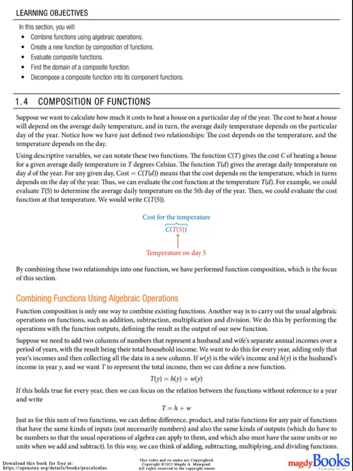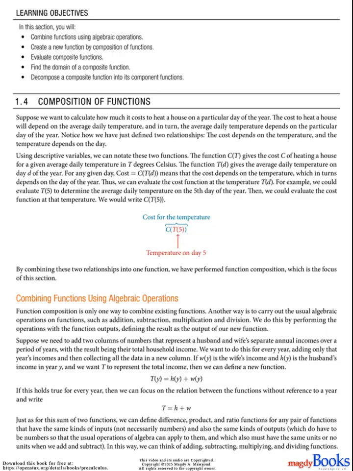Using descriptive variables, we can notate these two functions. The function c(T) gives the cost c of heating a house for a given average daily temperature in T degrees Celsius. The function T(d) gives the average daily temperature on day d of the year. For any given day, cost equals c(T(d)), which means that the cost depends on the temperature, which in turn depends on the day of the year. Thus, we can evaluate the cost function at the temperature, T(d).